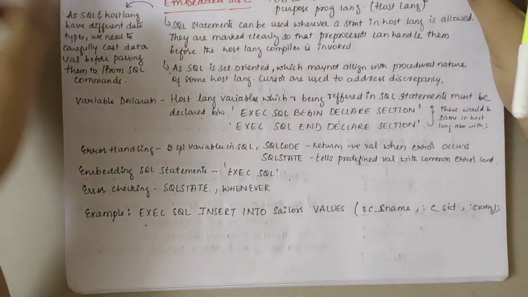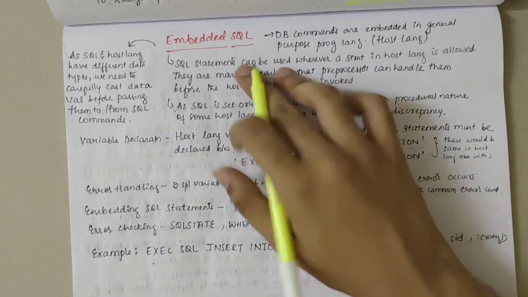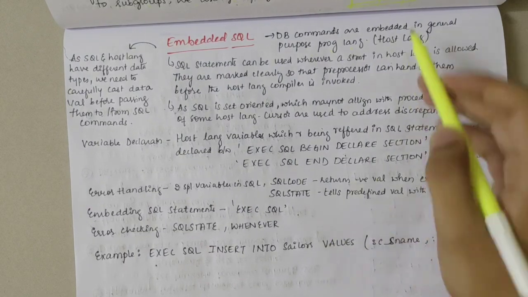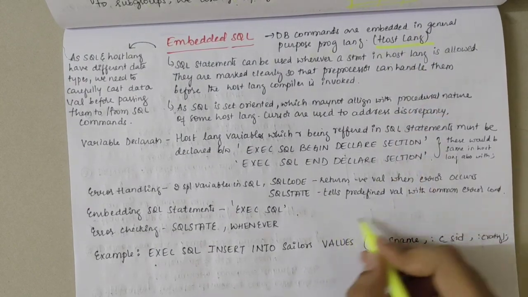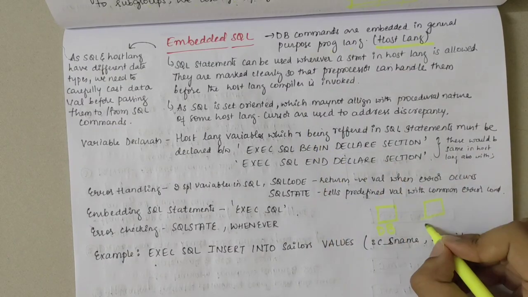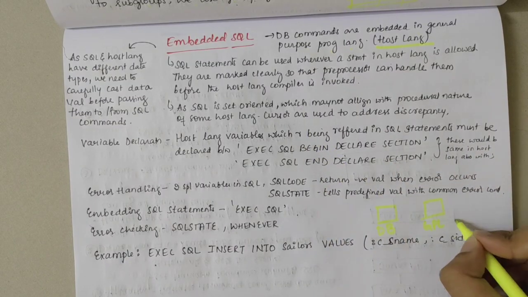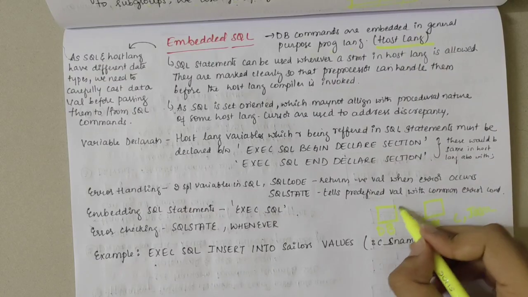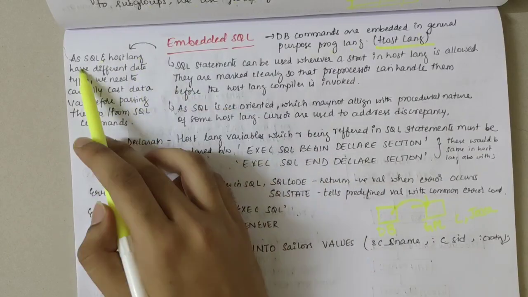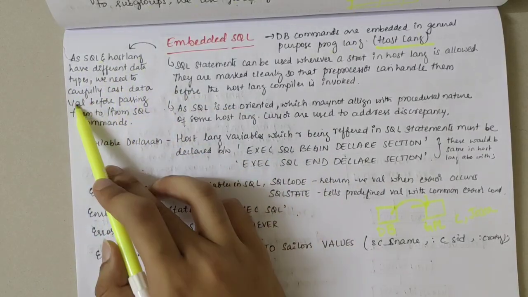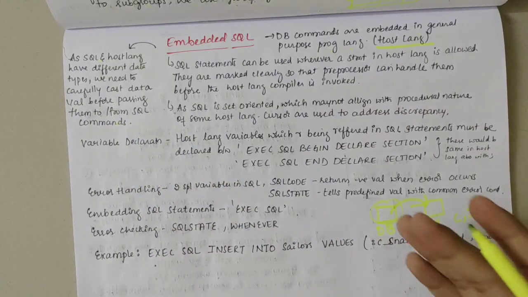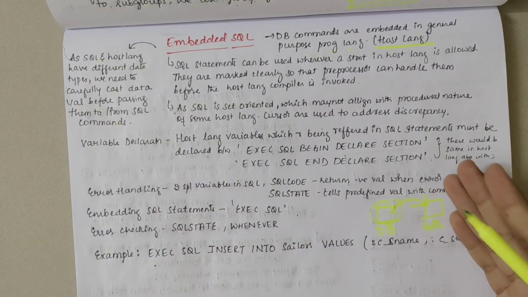Next we have embedded SQL. Database commands are embedded in a general purpose programming language, that is the host language. So from SQL, from the database, to the general purpose programming language, here it could be C or Java. Embedding this is done by embedded SQL. As SQL and the host language have different data types, we need to carefully cast data values before passing them to or from the SQL commands, because this has a particular set of rules to be written and the other has different rules.